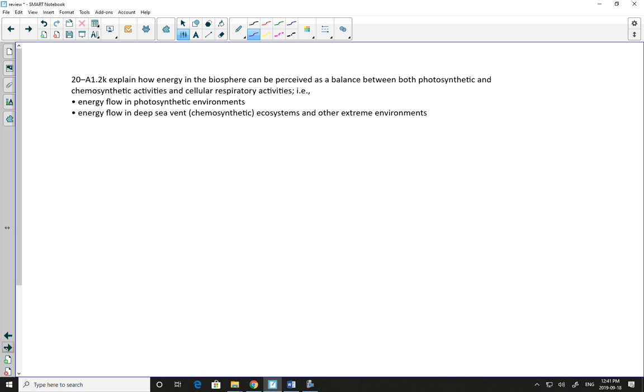Explain how energy in the biosphere can be perceived as a balance between photosynthesis and chemosynthesis and cellular respiration. Right, photosynthesis and cellular respiration are complementary processes. Well, I'm lumping those two together. In a chemosynthetic food chain, it's chemicals that are providing the energy, right? But there's still that cycling of matter, because the producers are going to produce carbon dioxide, which will go into the ocean water that the chemosynthetic bacteria are using.